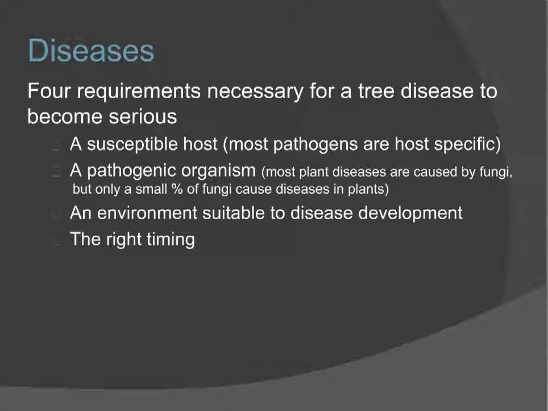Okay, thank you, Rose. So diseases, here in Utah, they're not real prevalent because of our dry conditions and hot environment. There are four requirements that are necessary for a tree disease to become serious. First of all, you have to have a susceptible host, because most pathogens are host specific. A pathogenic organism, meaning the pathogen itself, an environment that's suitable to this disease to develop, and timing, the right timing.